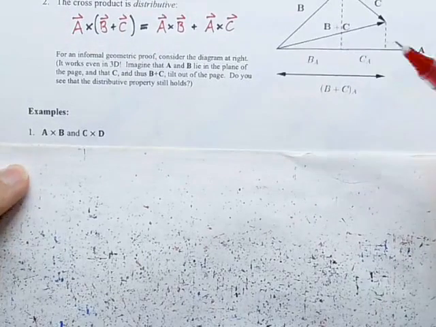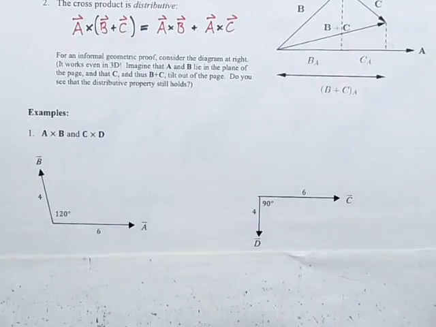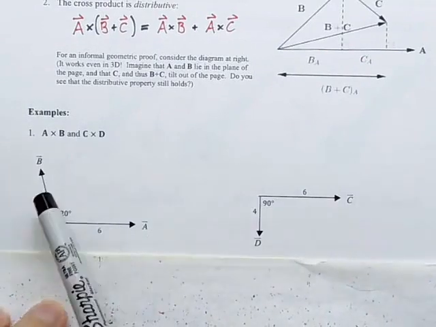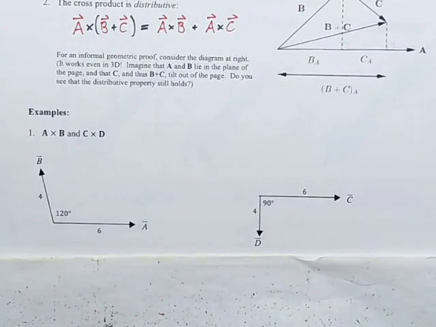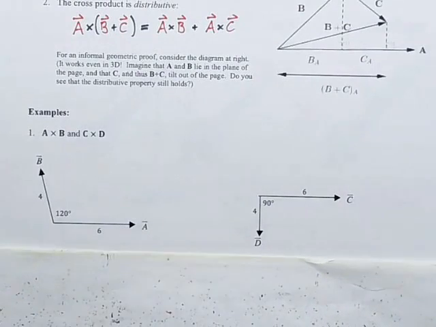But now let's try some example problems. Here are two vectors A and B and two vectors C and D, and I want you to find their cross products. Determine the magnitude and direction of these two cross products. Take a moment to do that. Pause the video now. Work out magnitude and direction of those two cross products. Ready? Okay. A cross B.